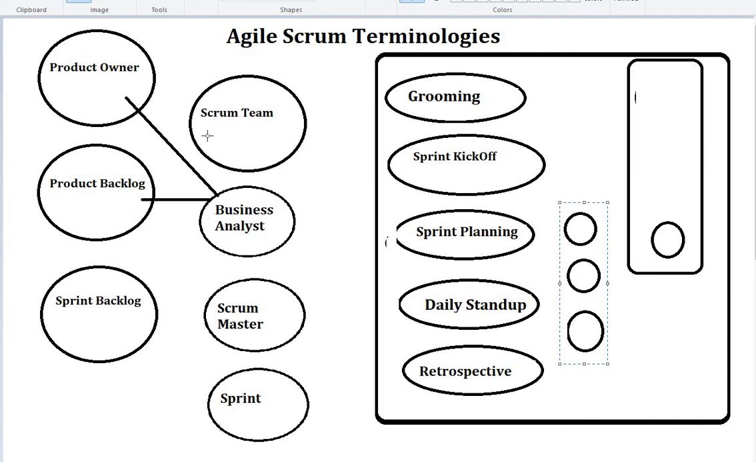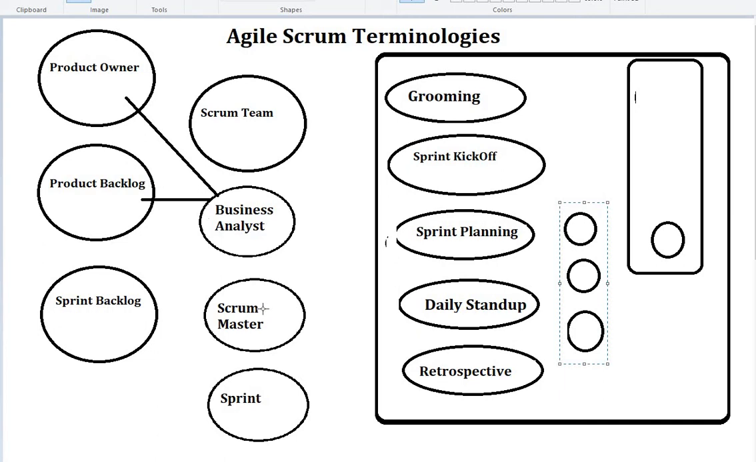What is next? Next we have the Scrum team. The Scrum team is a group of people that will help in delivering this product. It may include the business analyst and the product owner. It will have a list of developers: dev lead, front-end developers, back-end developers, QA automation testers, QA manual testers, the business analyst, including the Scrum Master.